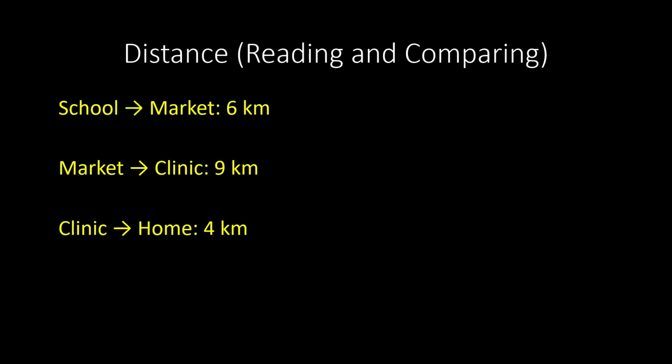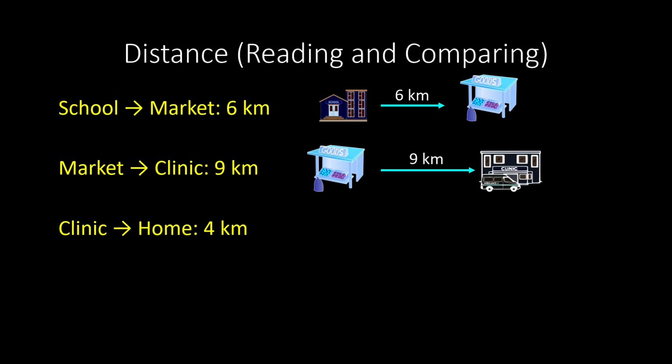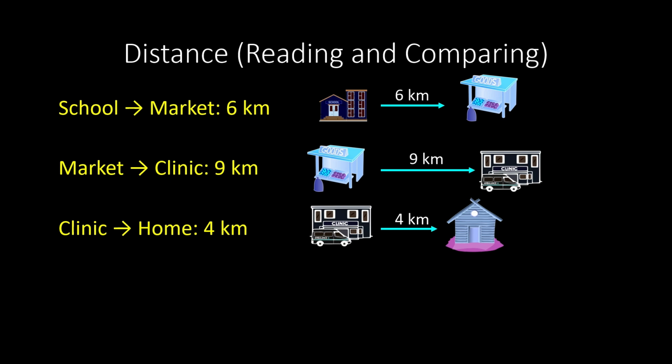Let's take a look at some examples. The first example is looking at distances in kilometers for everyday journeys. We may be asked to add them to find a total distance or compare them to decide which is longer. So in this example, the journey from the school to the market is 6 kilometers. The journey from the market to the clinic is 9 kilometers. And the journey from clinic to home is 4 kilometers.